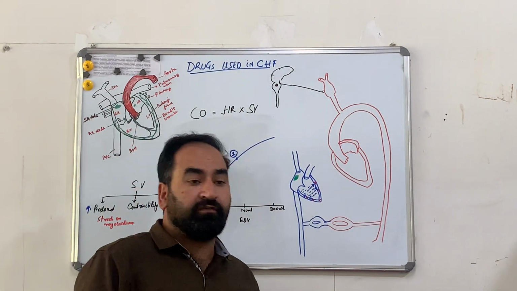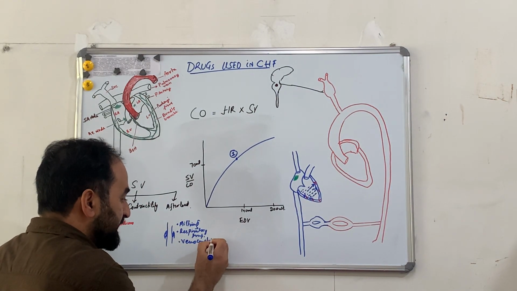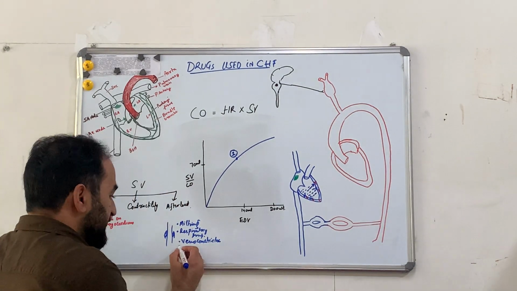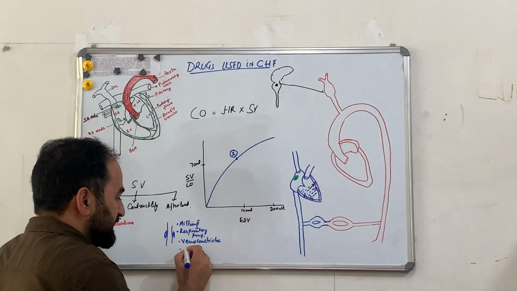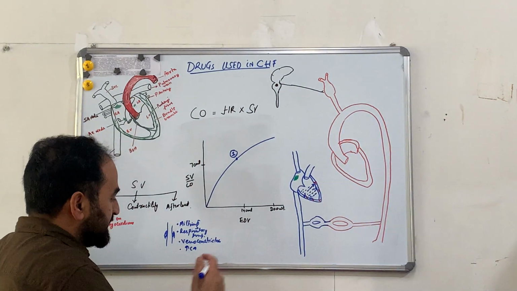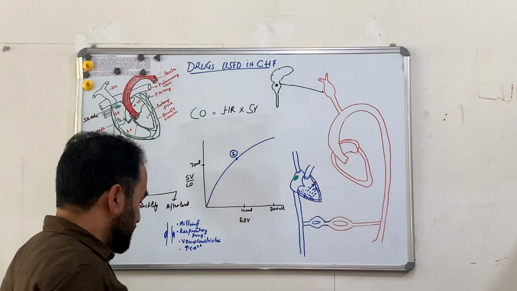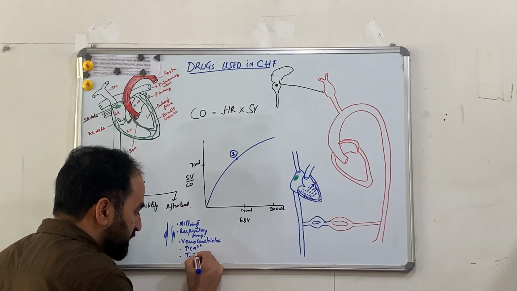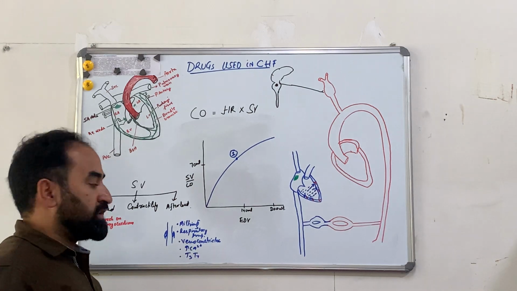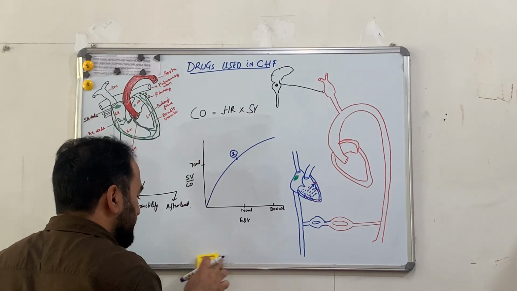There are drugs, vasoconstrictor drugs, which also increase the end diastolic volume. An increase in calcium also increases the end diastolic volume. There are hormones like T3 and T4 hormones. These hormones also increase the end diastolic volume. Okay, so your end diastolic volume increases by these activities.